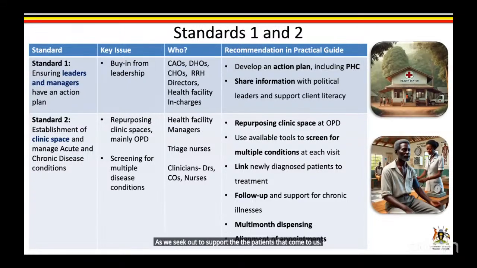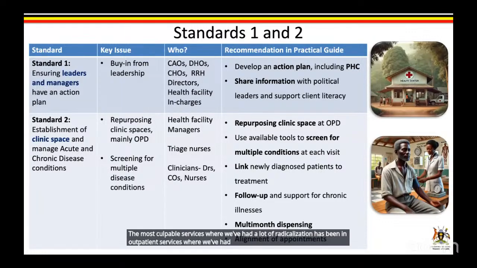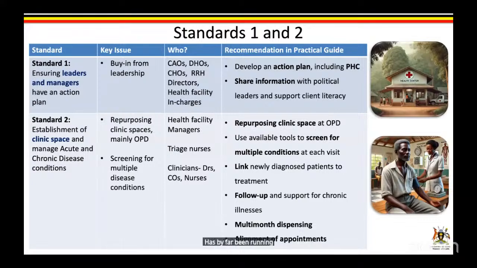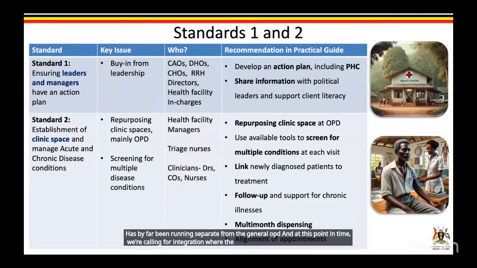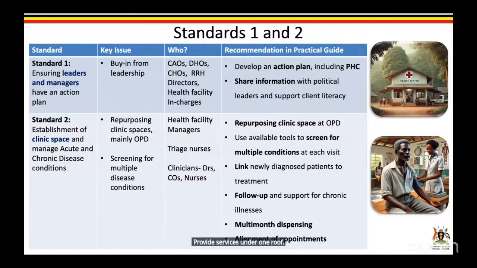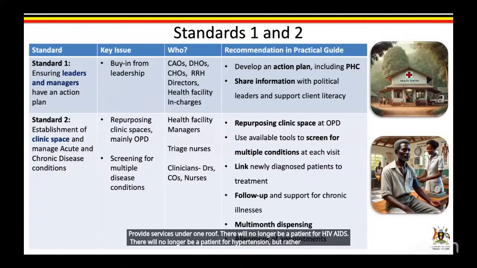And the most culpable services where we've had a lot of verticalization has been in outpatient services, where we've had lots of services running as standalones. HIV, which is an outpatient service, HIV care has by far been running separate from the general OPD. And at this point in time, we're calling for integration, where the action plan that is going to be developed should speak to an integrated primary health care model that seeks to provide services under one roof. There will no longer be a patient for HIV/AIDS. There will no longer be a patient for hypertension, but rather all patients will be coming to the facility and getting services at one sitting.